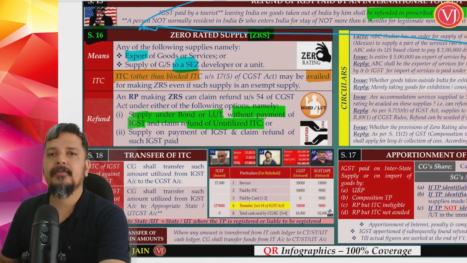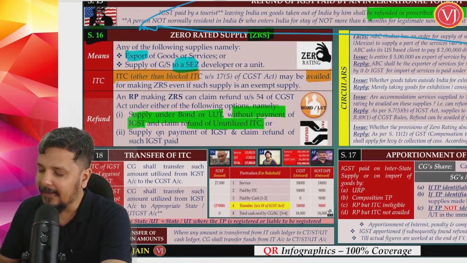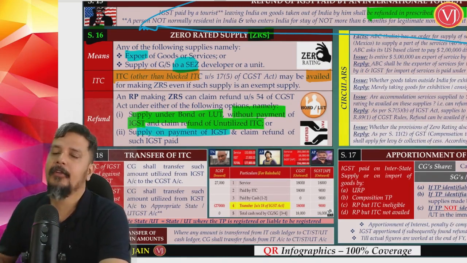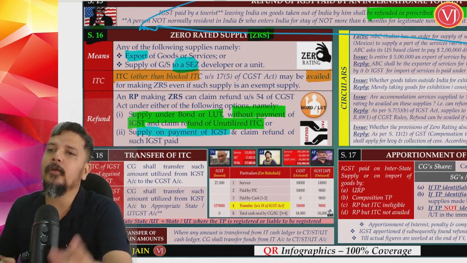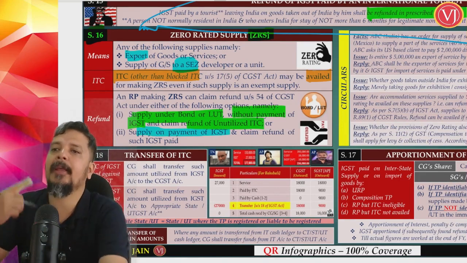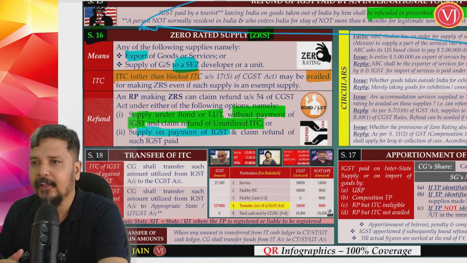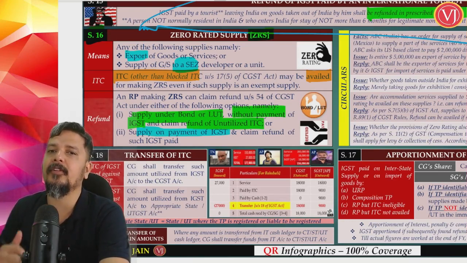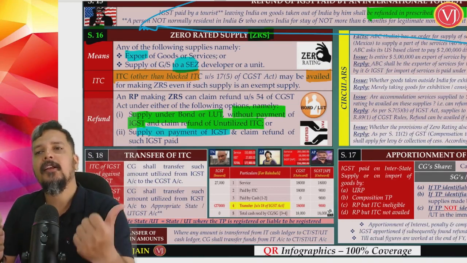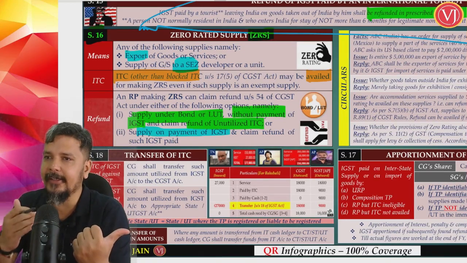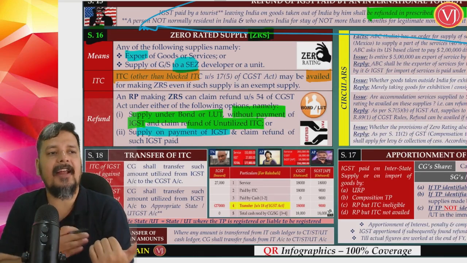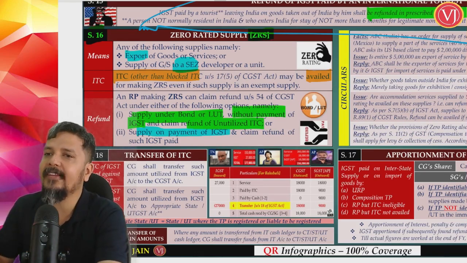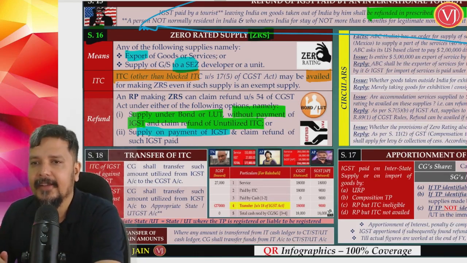Second option, you can supply on payment of output IGST. When you are paying the output IGST on export of goods or services or supply to SEZ, you will use the available credit, so your credit will decrease. If it is not available, the balance portion you will pay by cash. So pay output IGST by using the credit ledger or cash ledger.